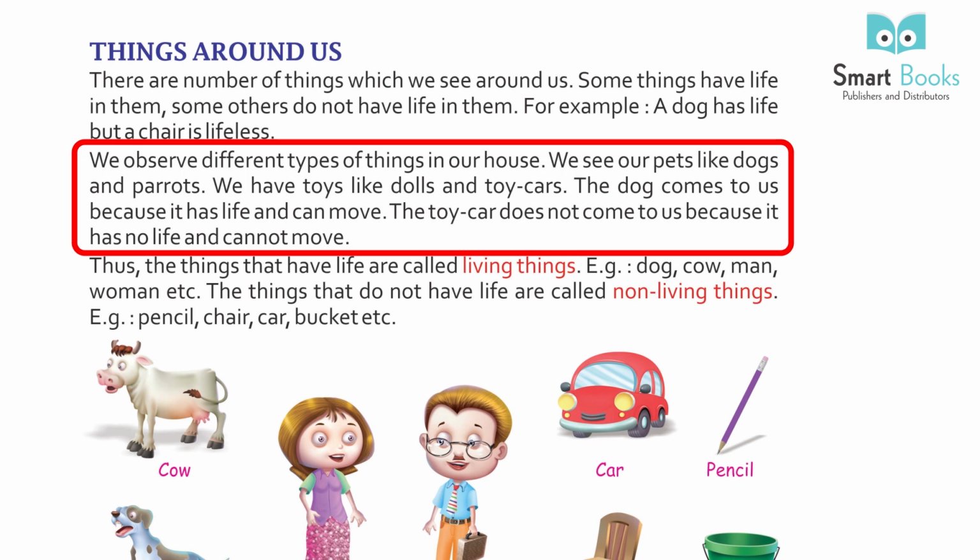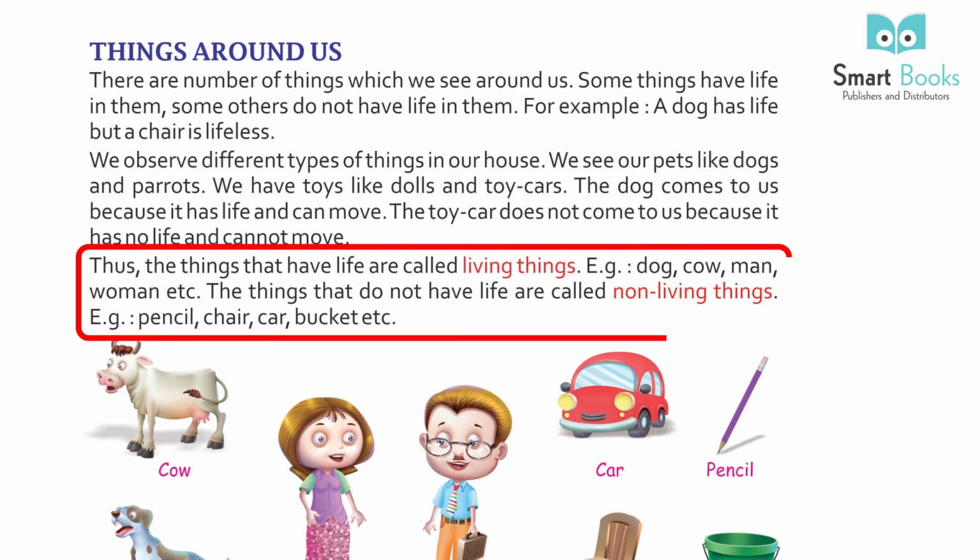The dog comes to us because it has life and can move. The toy car doesn't come to us because it has no life and cannot move. Thus, the things that have life are called living things. Example: dog, cow, man, woman, etc. The things that do not have life are called non-living things. Example: pen, chair, car, bucket, etc.